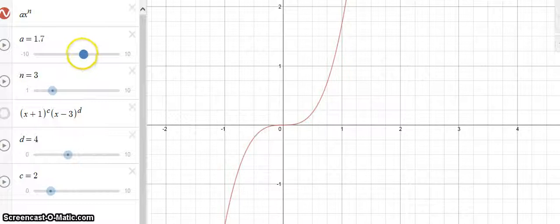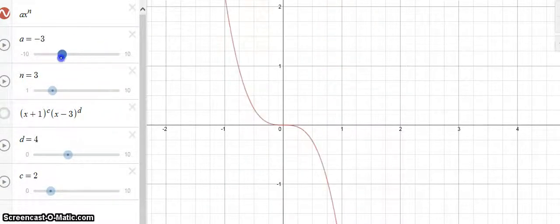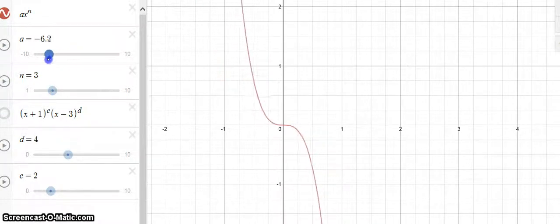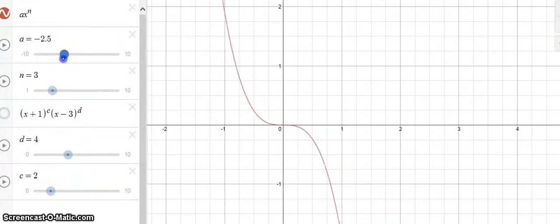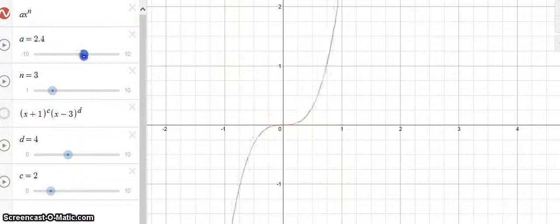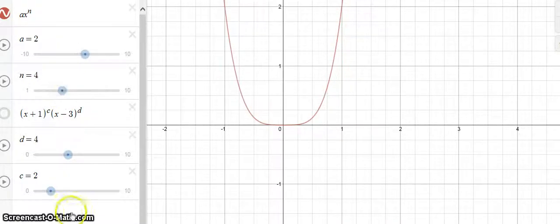Now if I change the a value, positive doesn't really change much except the width. Once it switches to negative, it's going to reflect over the axis as well. So that's very similar to a parabola. A negative number, a negative leading coefficient, we'll use our vocab, will change the direction or the reflection. Okay, so let's see what happens when n equals 4.